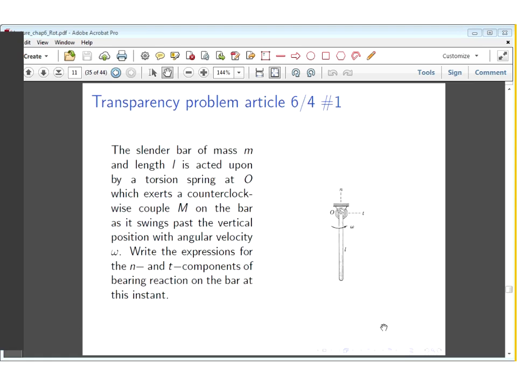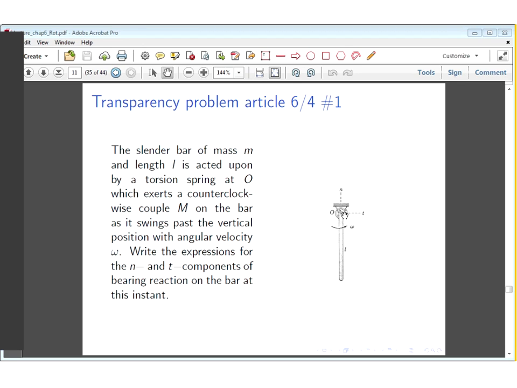A slender bar of mass m and length L is acted upon by a torsion spring at O, which exerts a counterclockwise couple m on the bar as it swings past the vertical position with angular velocity omega. Now let's interrupt there. We can see here's the bar.